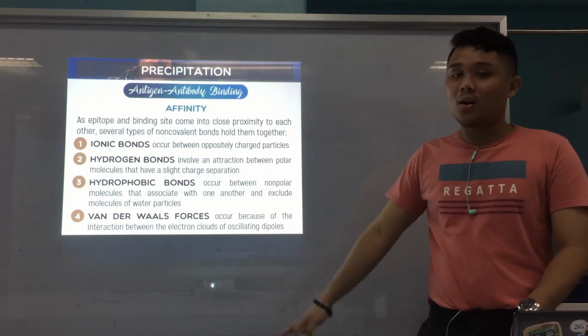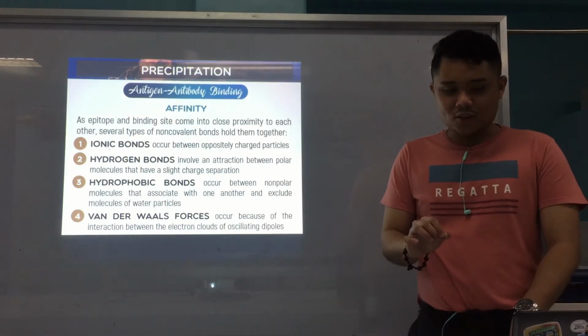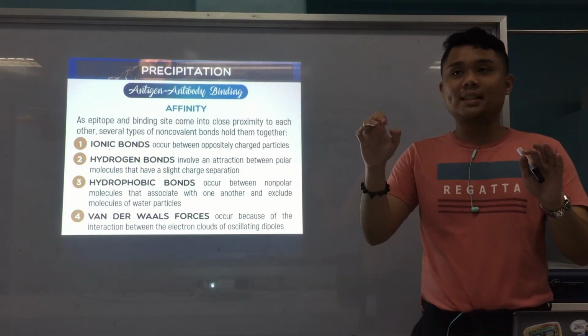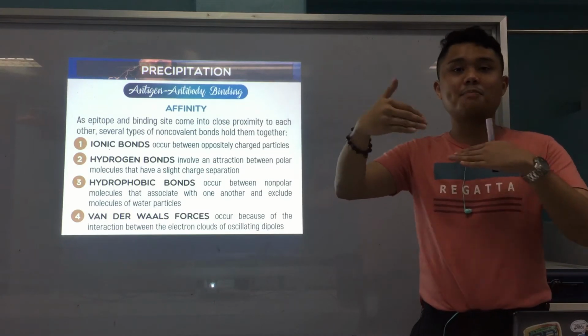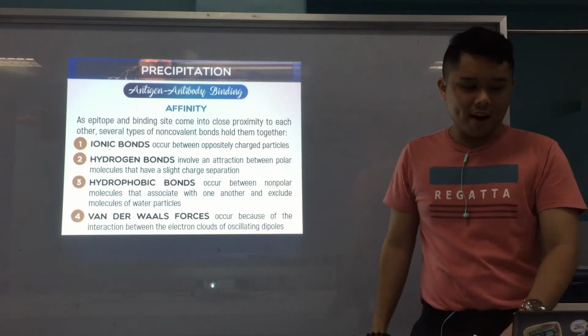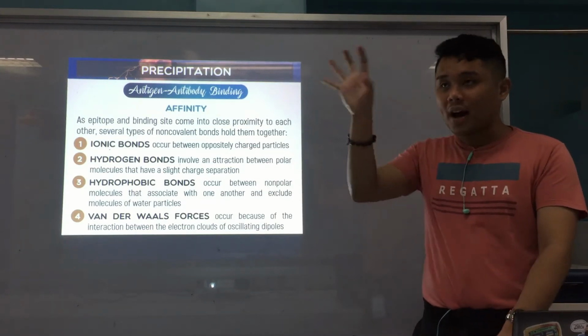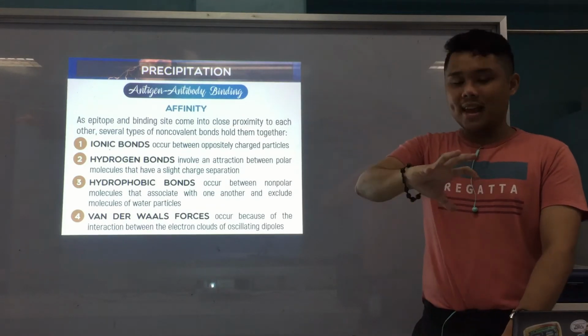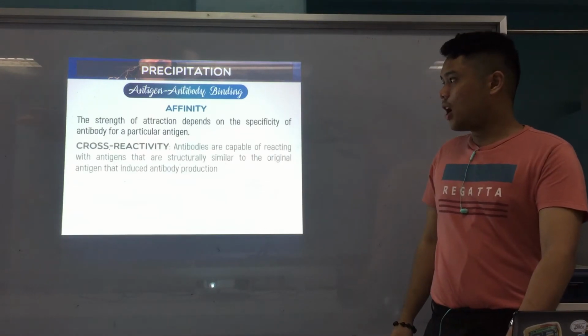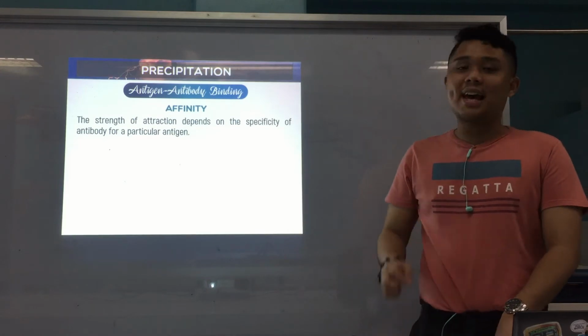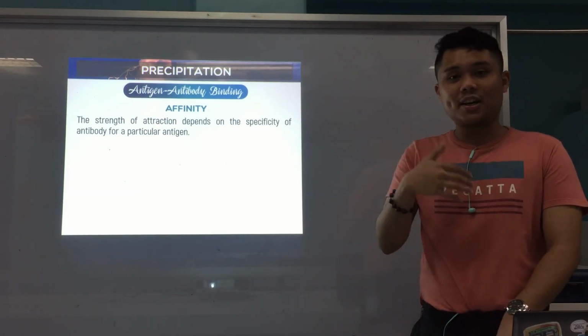And the van der Waals is the weakest. Okay? All right. So, these are some of the forces that help in the binding of antigen and antibody, in affinity, in one Fab and the epitope of the antigen. All right. So the strength of attraction depends on the specificity of a particular antigen.